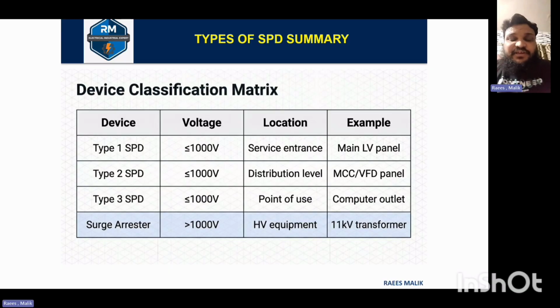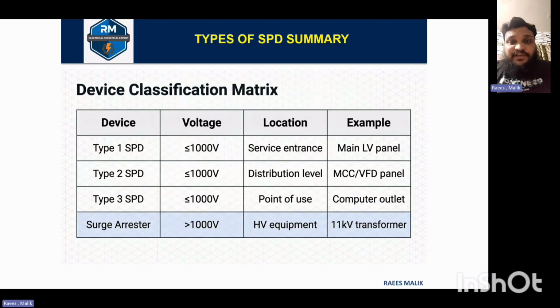Accordingly, this table shows the types of SPD devices and their summary. Type 1 SPD is used for voltage less than 1000 volt, for service locations, main LV panels, or the main panels of the electrical system. Type 2 SPD is used for less than 1000 volt, and it is used for distribution level feeders or the distribution level system, that is MCCs, VFDs, and other feeders.